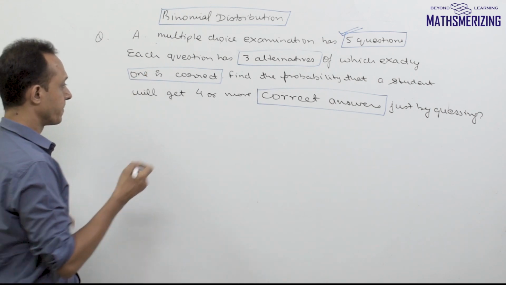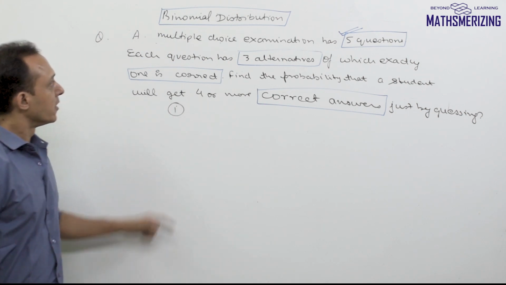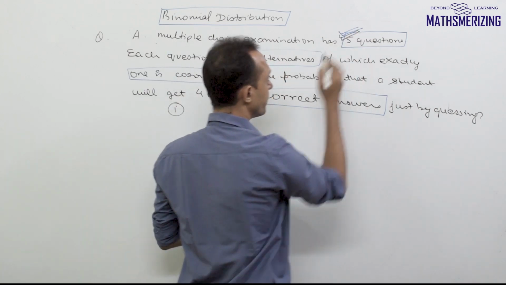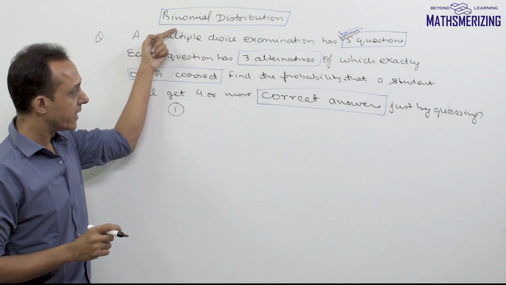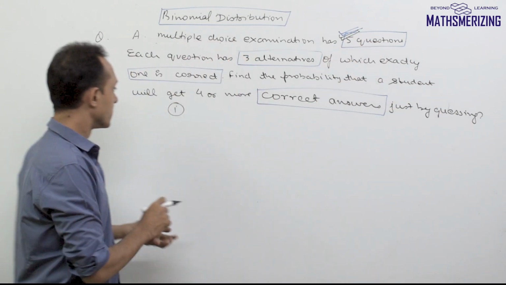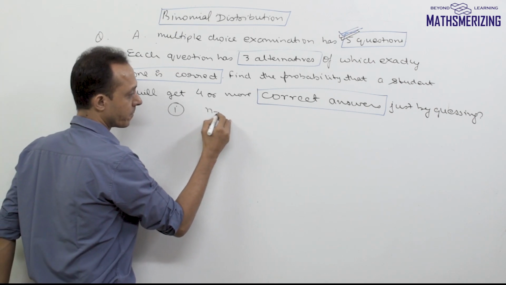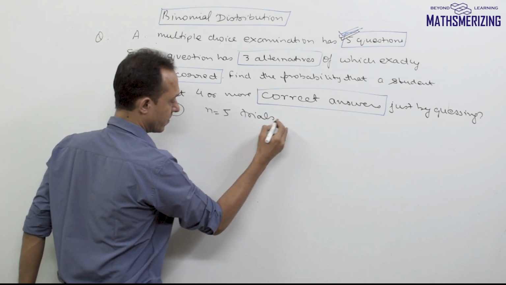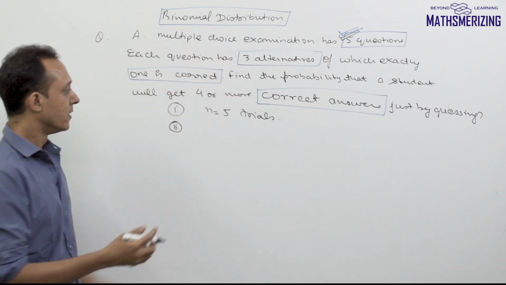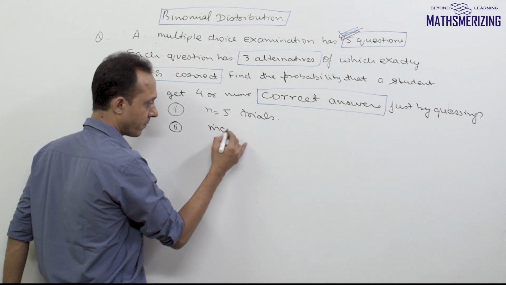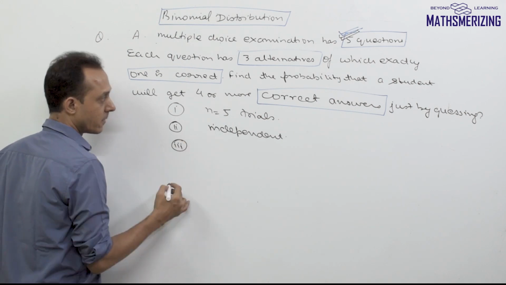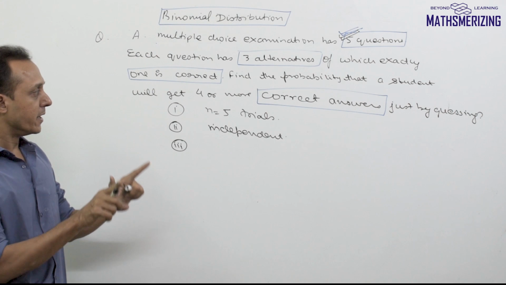Now the first condition is there should be n trials. Now if I look at this question, this multiple choice examination has 5 questions, and for each of the question the student has to guess an answer. So which makes it 5 independent trials, right? So this question will have 5 trials, and we'll assume that he's going to guess the options independently. So all these trials are independent. And the third one is, for each trial, there should be only 2 conditions, success or failure.